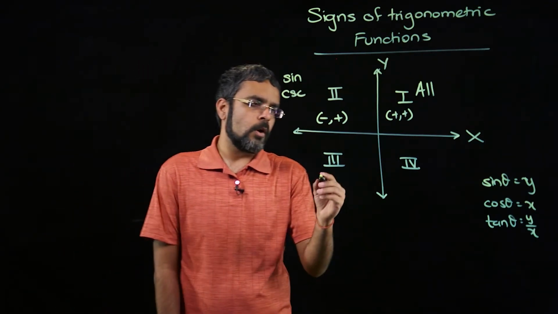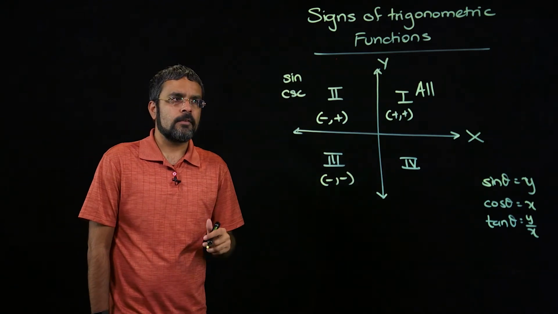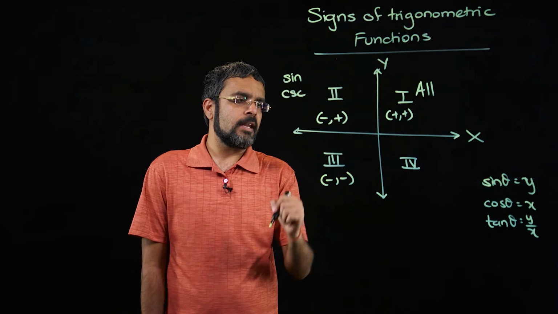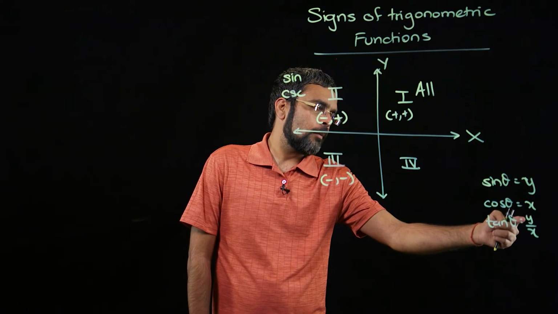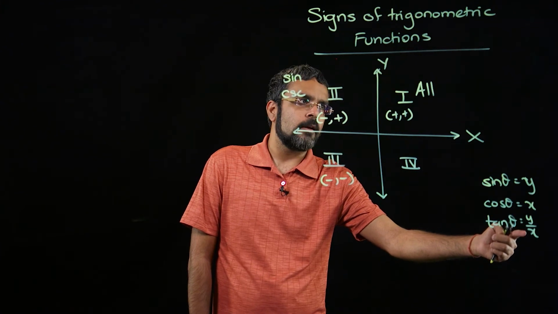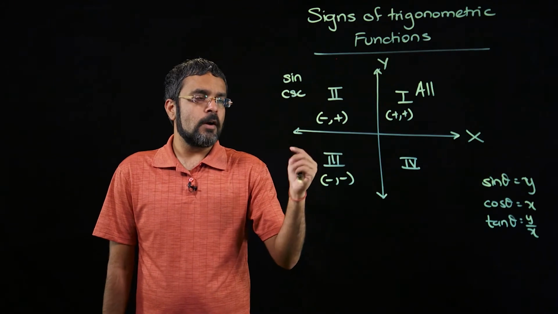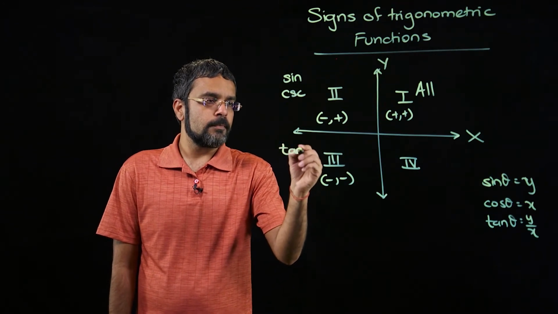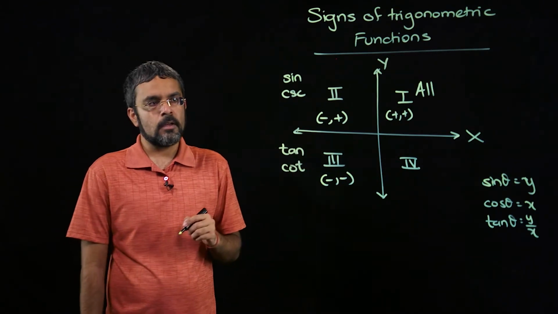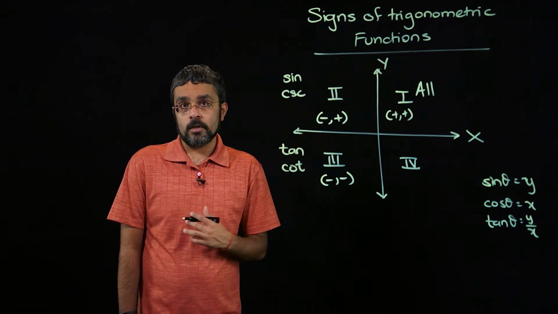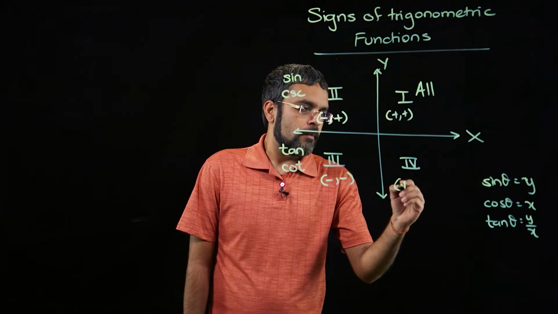What happens in the third quadrant? In the third quadrant, both x and y are negative, right? If I pick a point here, it's going to be negative, negative, which means both these functions are negative. But look at tangent. I'm going to have a negative number divided by a negative number, and that's going to give me a positive number. So in the third quadrant, the only function that is positive is tangent. Well, if tangent is positive, obviously cotangent is also going to be positive, because cotangent is nothing but 1 over tangent, right?